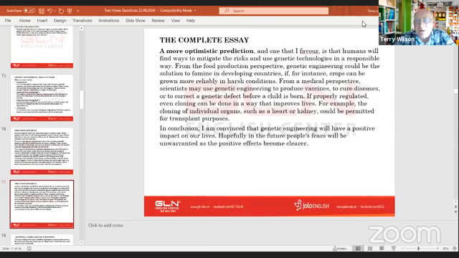And then let's move to body paragraph 3. So this, instead of looking at the negative, I've now gone more to the optimistic or positive. So a more optimistic prediction. So again, notice how I've linked the paragraphs together. And then I clearly say that this is the one that I favour, is that humans will always find ways to mitigate the risks and use genetic technologies in a responsible way.